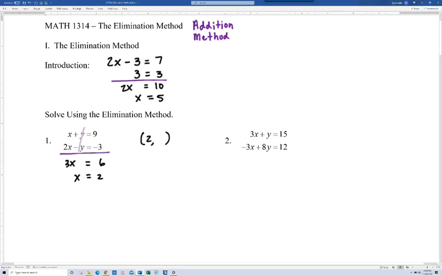So to find y, we can use either of our two equations that we started with. I'm going to go ahead and use the first one. It's probably the easiest of the two. So x plus y is equal to 9, and we know x is 2. And so you can see that y would be 7. And so (2, 7) is our solution.